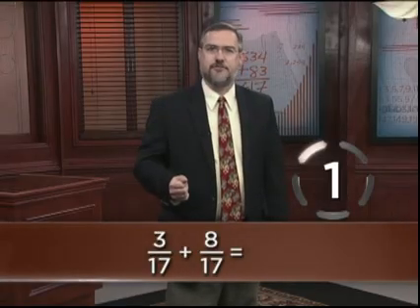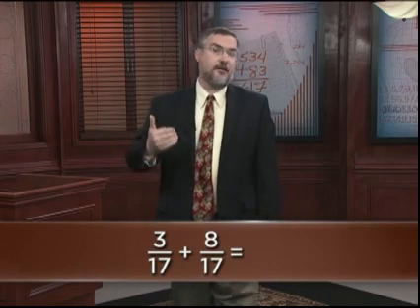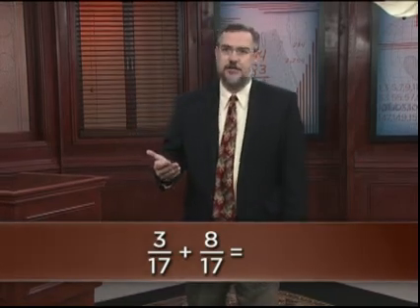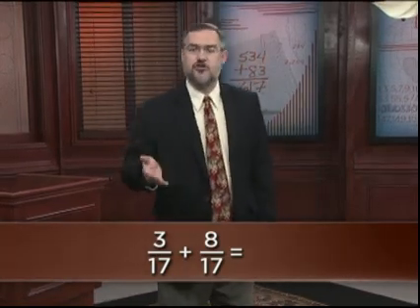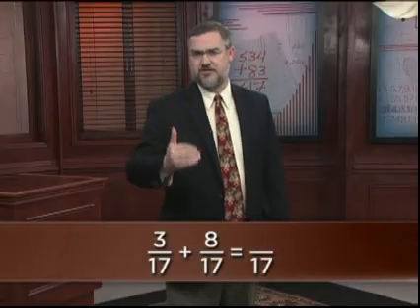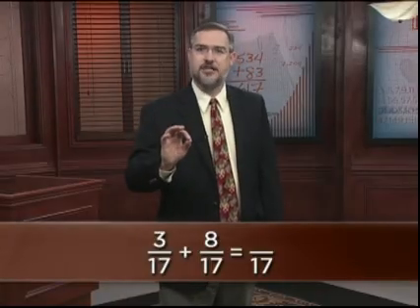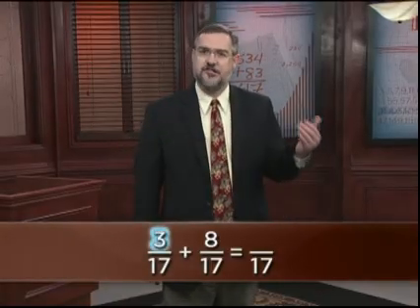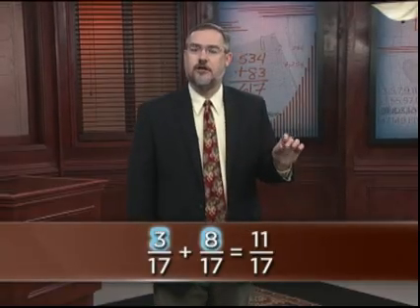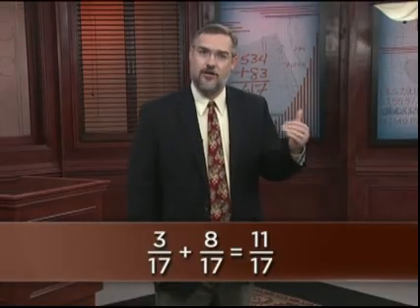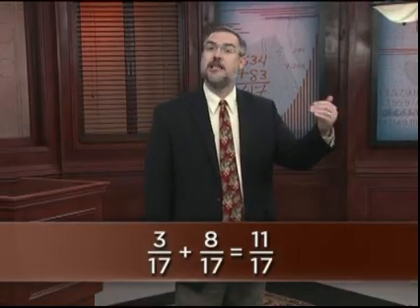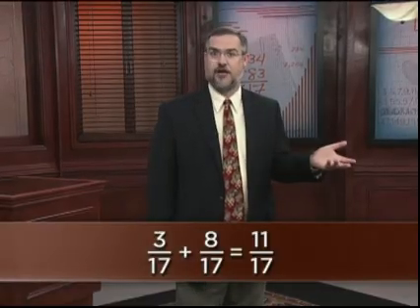Go ahead and pause the lesson as needed and do that problem yourself. Okay, since the denominators are the same, they're both 17, we know the answer will be a fraction with that same denominator of 17. We simply then look at the numerators and we add those together. That would be 3 plus the 8, which gives us 11, and that 11 is the numerator of our answer. And therefore, 3/17 plus 8/17 is equal to 11/17, and we're done.